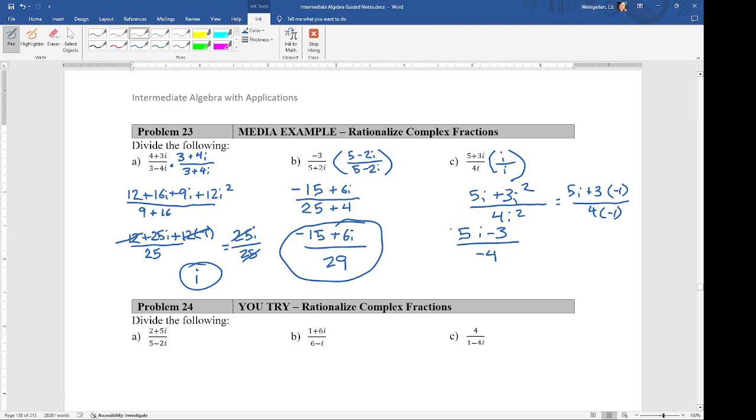A nicer solution if we were to multiply the top and bottom by a -1. Although this is a perfectly acceptable solution, I think this one looks nicer. -5i plus 3 over 4, or written as a plus bi, we would have 3/4 minus 5/4 i.